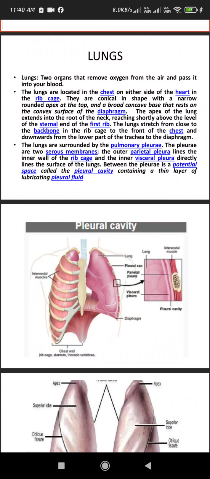The lungs stretch from close to the backbone in the rib cage to the front of the chest downward, and from the lower part of the trachea to the diaphragm. Now the membrane which is surrounding the lungs is called the pleural membrane. There are two serous membranes: the outer parietal pleura, which lines the inner wall of the rib cage, and the inner visceral pleura, which directly lines the surface of the lungs.